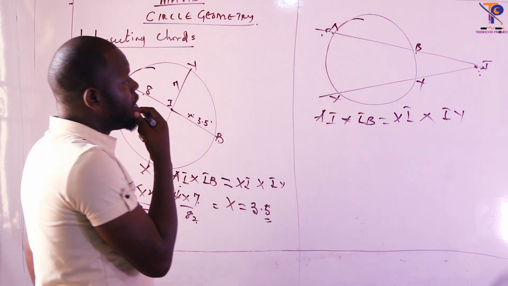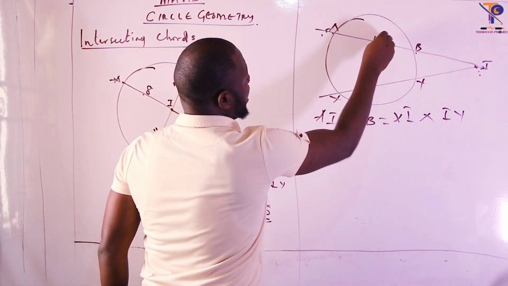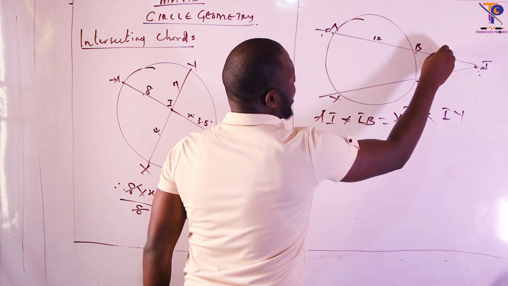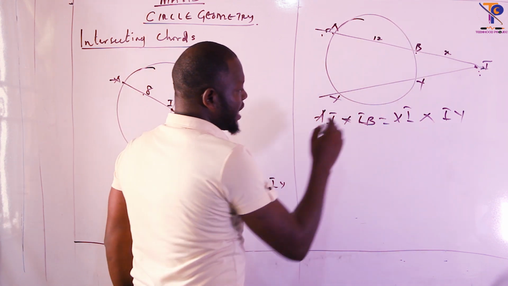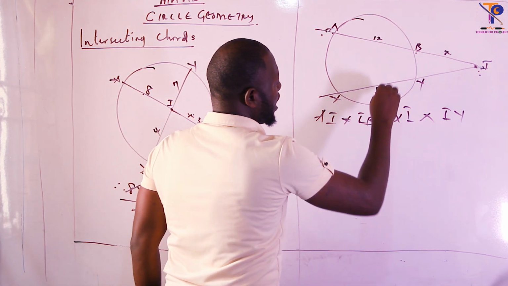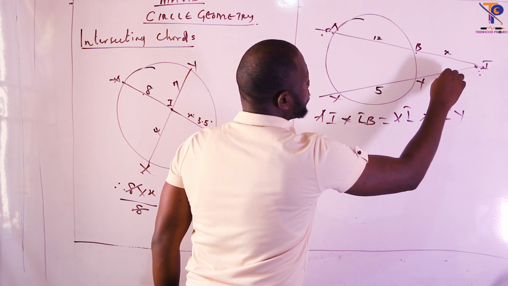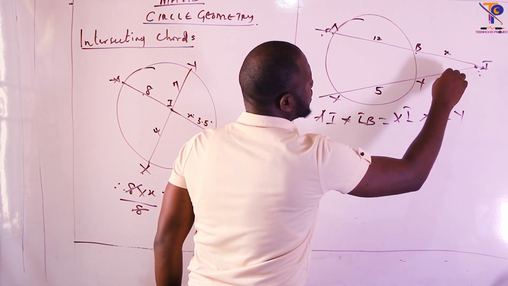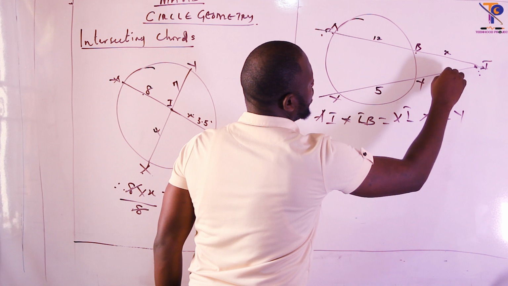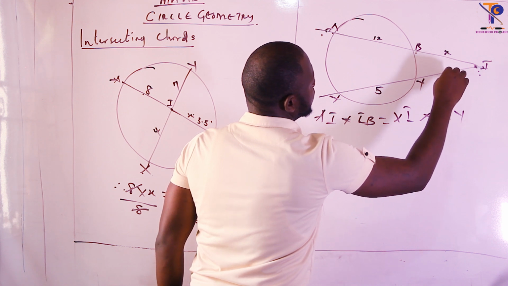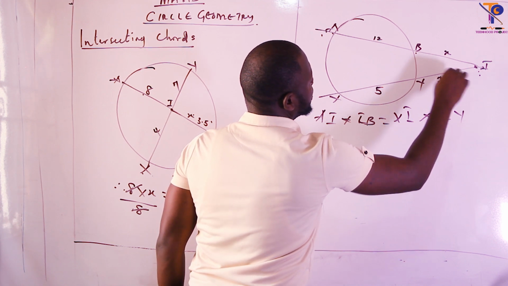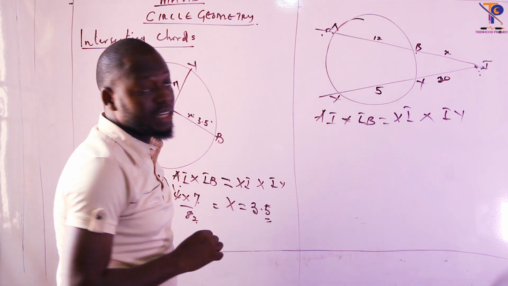So if I have 12 here and I have X here, for instance, and I have 5 here and I have, let's say, 20 here, for instance.